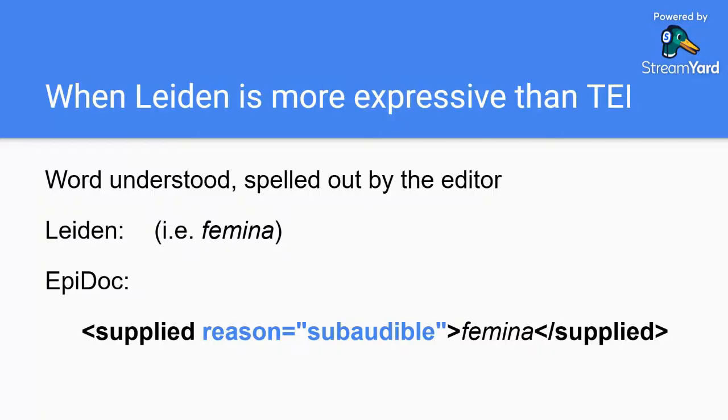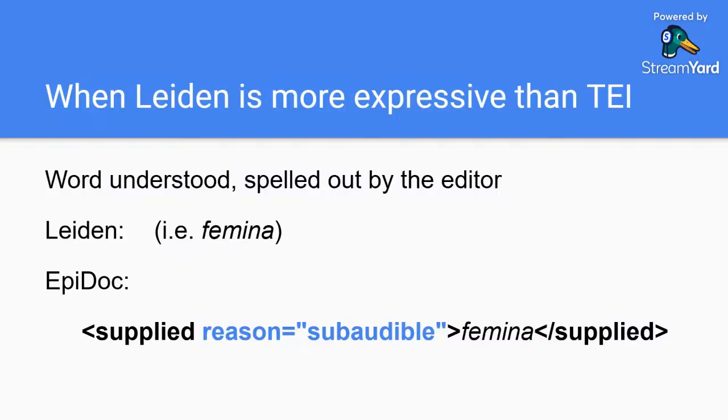There are other cases where Leiden says things like, in parentheses it supplies a word, and this is not that this word was originally on the stone and has been lost, nor is it a word that was missing from the stone because the stonecutter made an error. It's a word that the stonecutter was perfectly comfortable leaving off the stone because everyone would know what was meant there. And we again use the supplied element with another reason attribute.